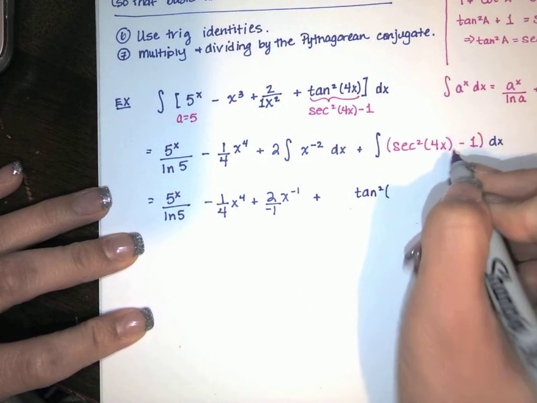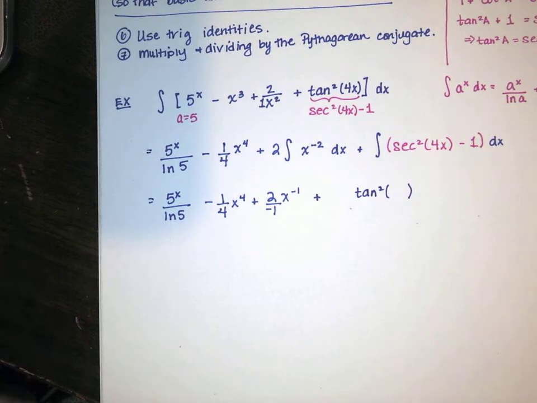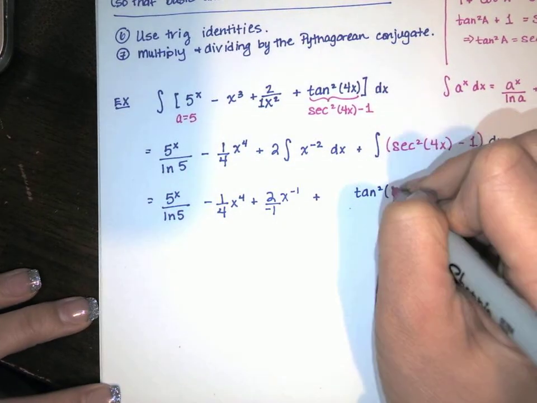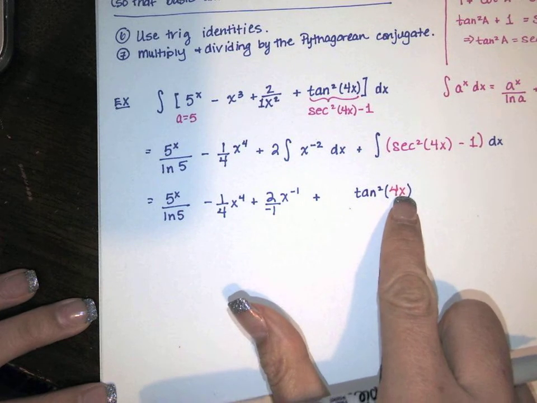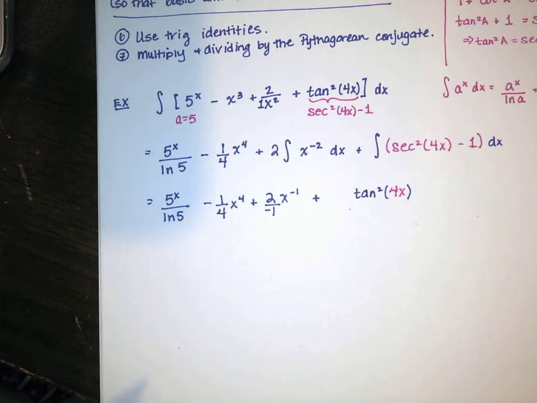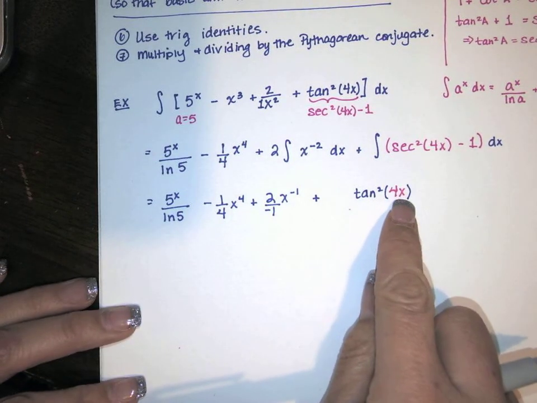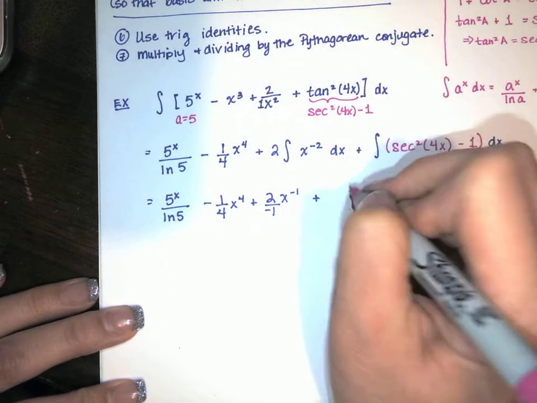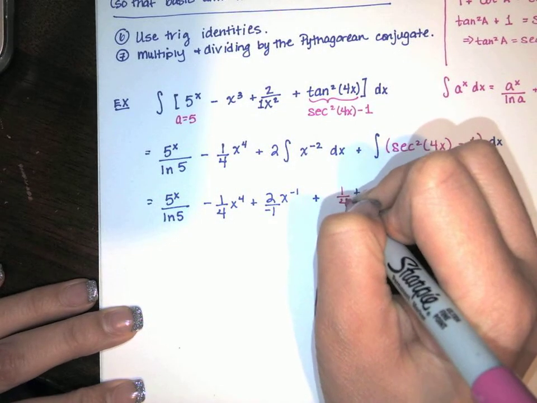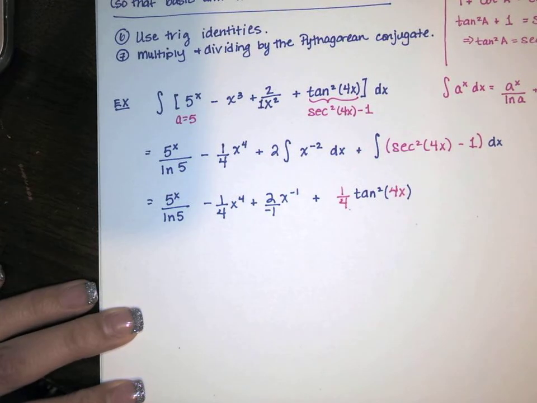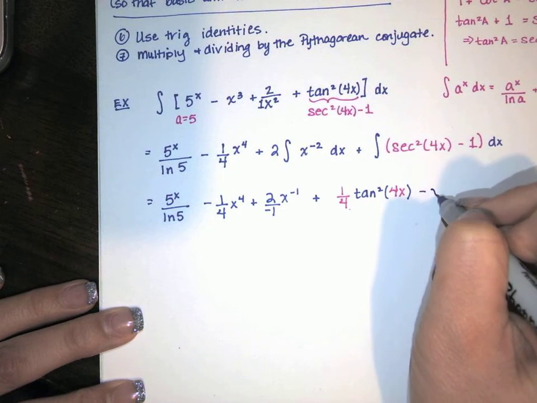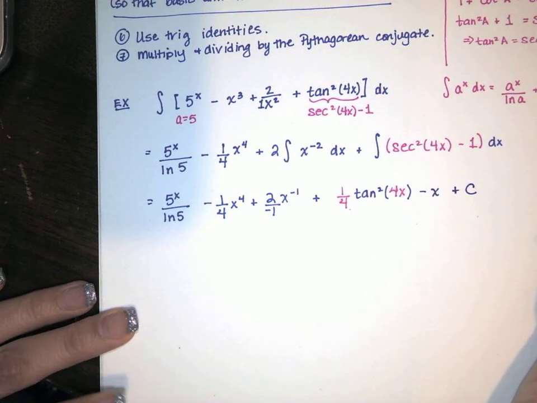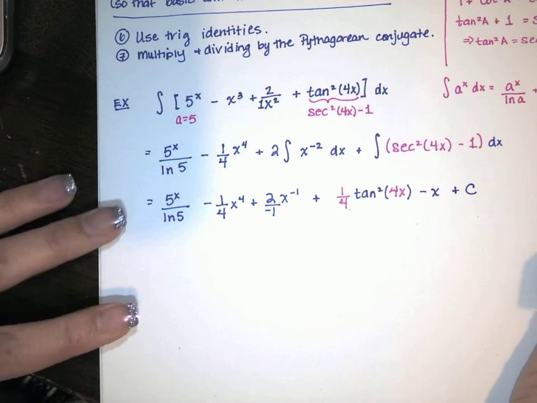If that's a kx inside, if it's not just an x but a kx, put your kx back inside. If I was taking the derivative, I'd have to multiply by a 4 by the chain rule. When I'm taking the antiderivative, I have to divide by the 4. And the antiderivative of 1 with respect to x is x. Don't forget your plus c. That's our answer, it's just not simplified.